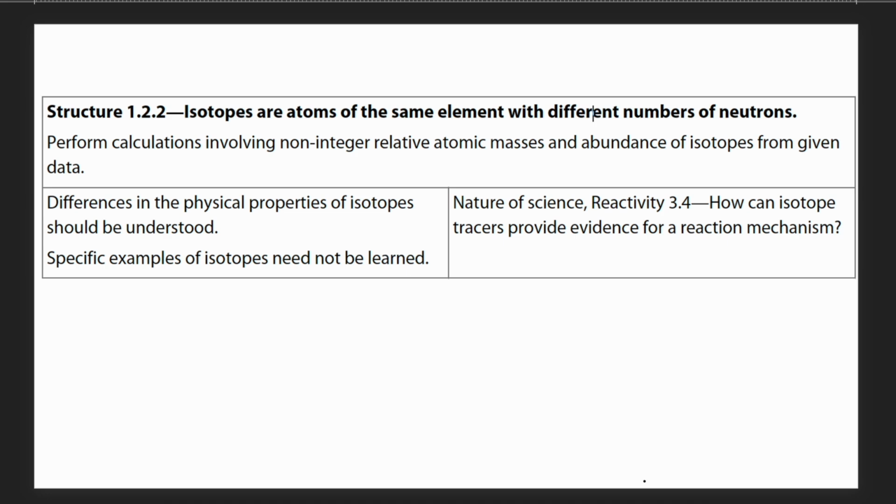Right, next we're talking about isotopes, where you need to know how to perform calculations involving non-integer relative atomic masses and abundance of isotopes from given data. Differences in the physical properties of isotopes should be understood, and specific examples of isotopes need not be learned. Isotopes are atoms of the same element with different numbers of neutrons.